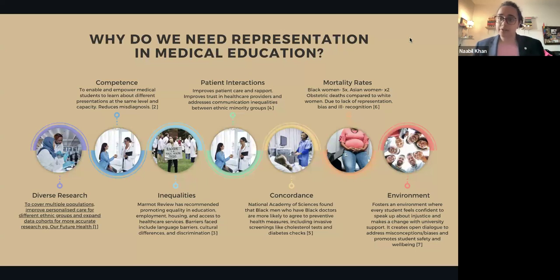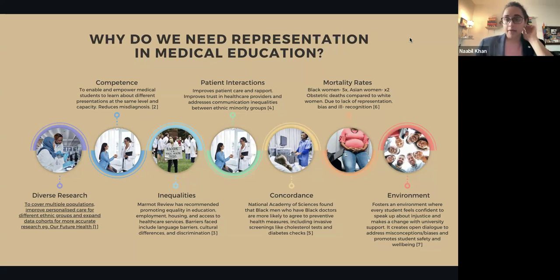We're creating a workforce of students who understand that there are differences in ethnic minority presentations, but are not primed enough to competently and confidently recognize those conditions when they see these patients face to face. So that's another huge reason why representation is so important.